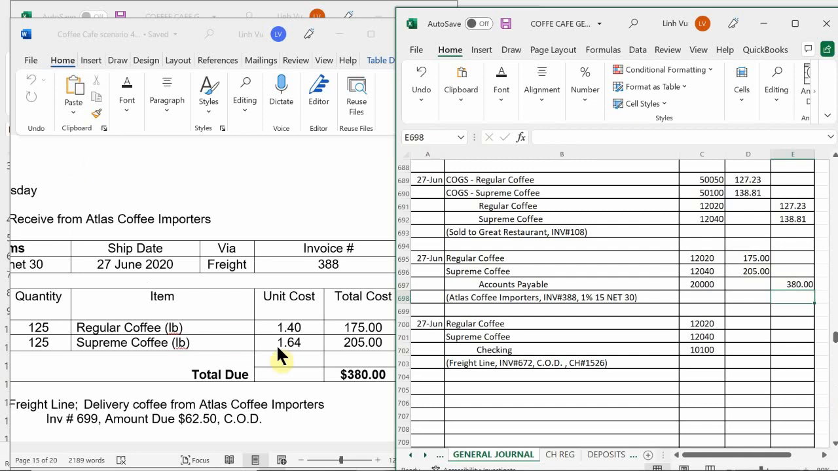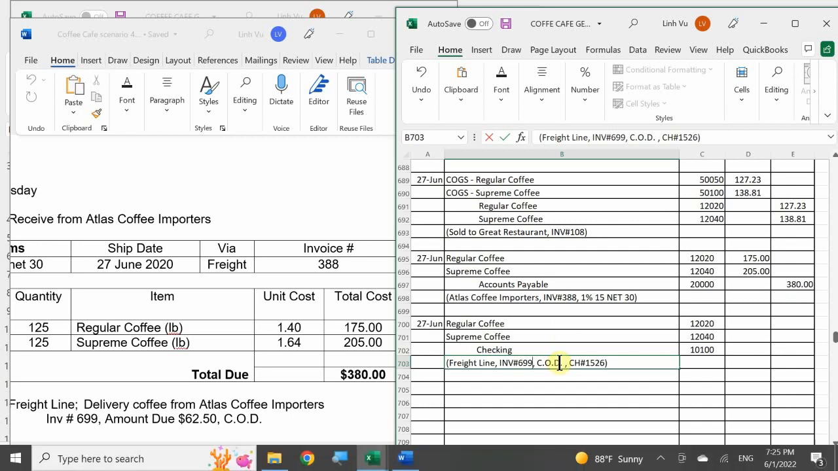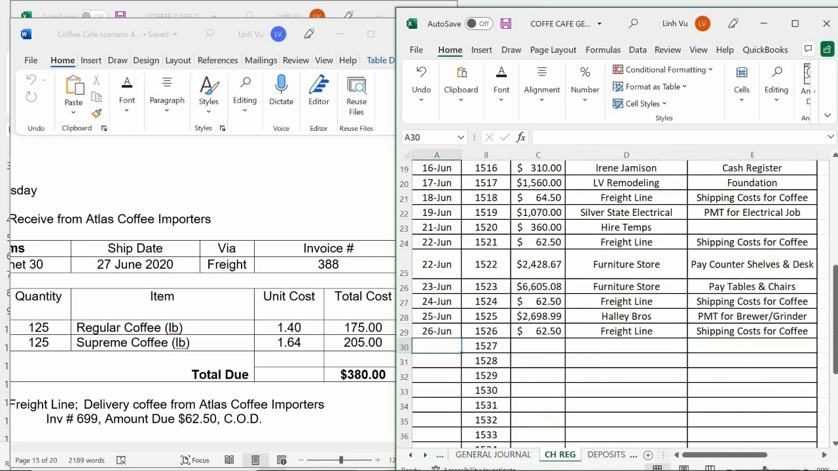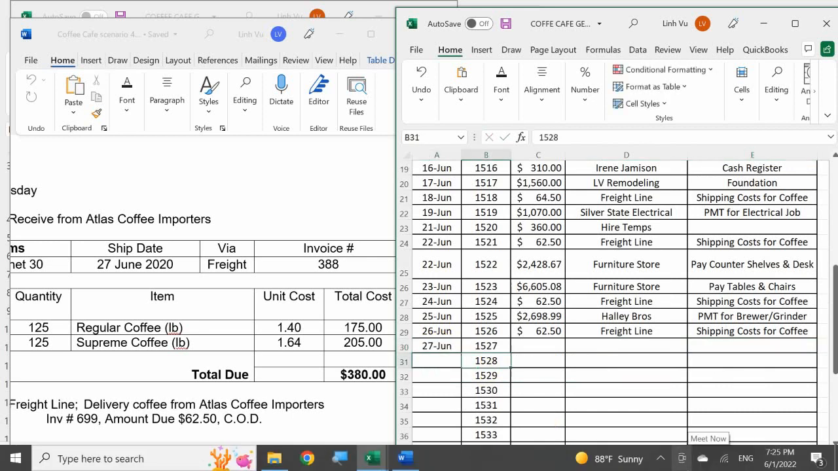Okay. We also have the freight here, right? Freight line, invoice number 699. COD, so we got to go write a check. So in this case, check register. We're going to go ahead and utilize check number 1527 for $62.50. And it's to Freightline for the shipping cost for the coffee.